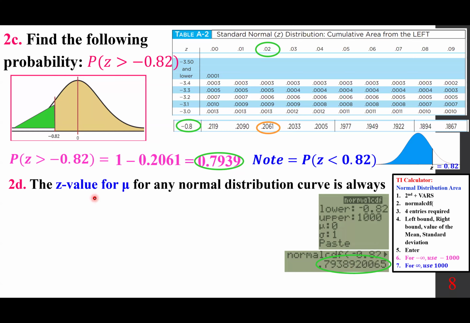The z-value for mu for any normal distribution curve is always 0. Why is that? Formula: z equals x minus mu over sigma. And what you're doing, you're replacing the x with mu. The answer becomes 0. It's very straightforward. I hope everybody is following that. Everybody is okay with that.